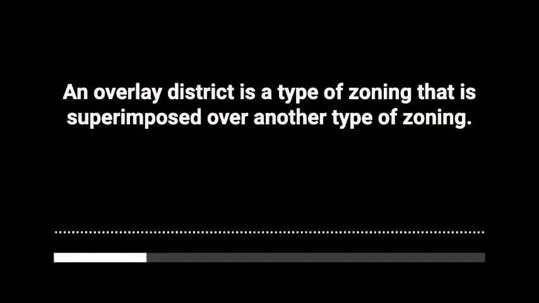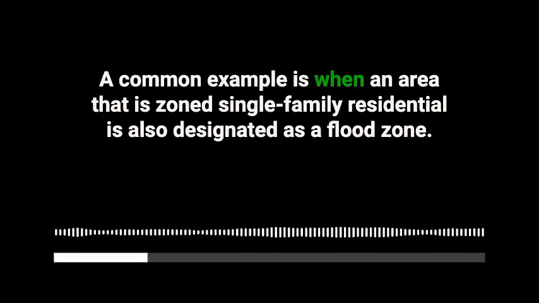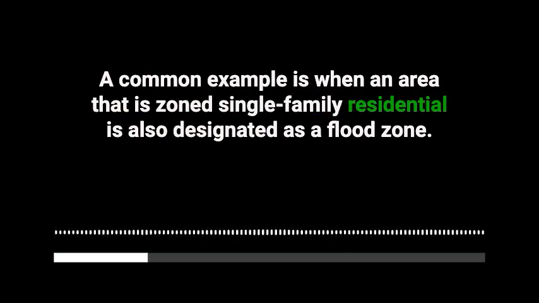Overlay districts. An overlay district is a type of zoning that is superimposed over another type of zoning. The overlay zone can modify the use of the original zone. A common example is when an area that is zoned single-family residential is also designated as a flood zone.